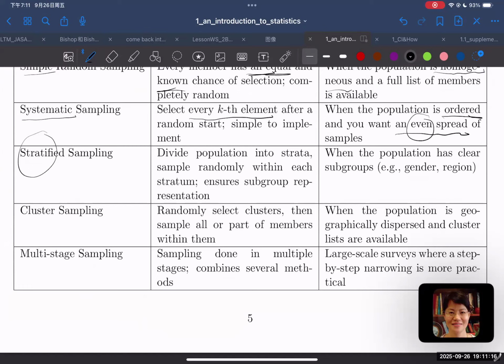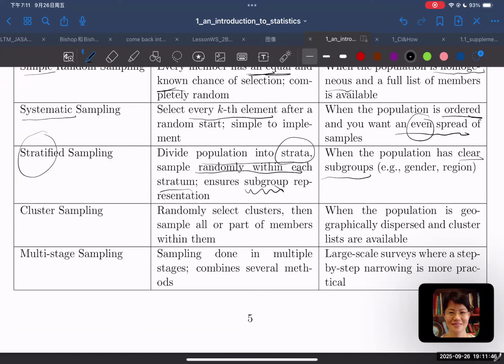Here you can see the population is divided into different strata and then sampled randomly within each stratum, to ensure subgroup representation. You stratify the sample because you want your sample to be representative. That means it would be a small model of a large model, right? So use it when the population has clear subgroups like gender, region, weight, etc.